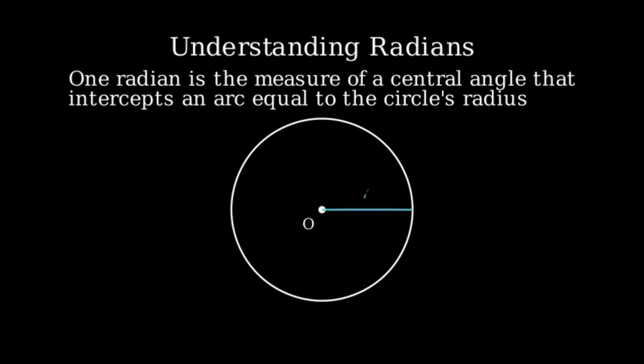First, let's draw a radius of our circle. Now, if we take this radius and lay it along the circumference of the circle, the angle formed at the center is exactly 1 radian. Now, let's think about how many radians make up a full circle.